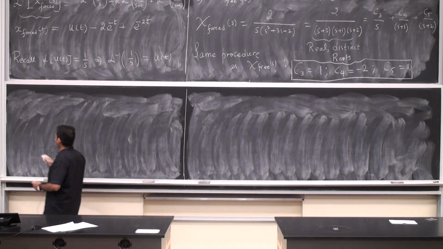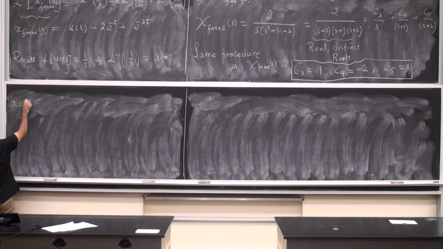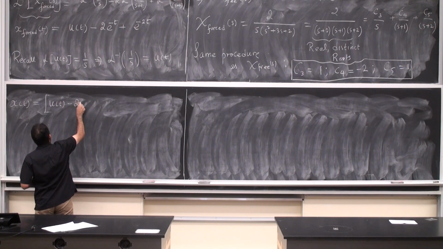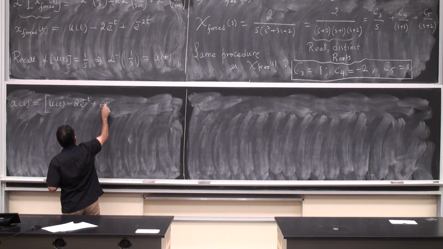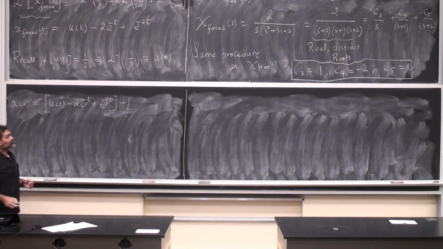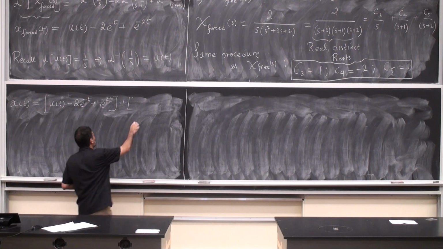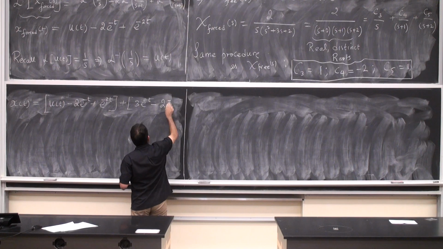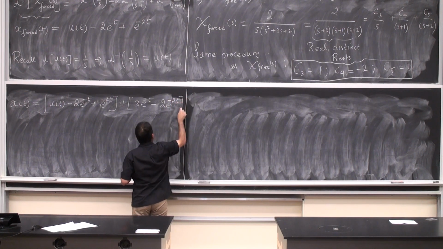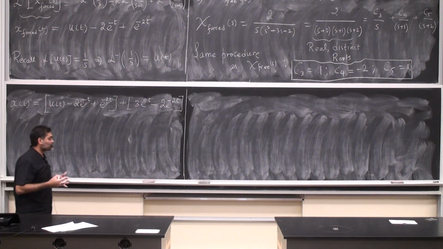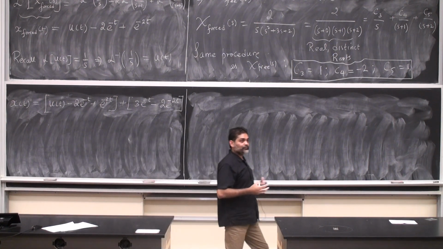Okay, so x of t is x forced, which is u of t times e to the power minus t minus 2t, plus x free, which was 3 e to the power minus t minus 2 e to the power minus 2t, where the coefficients 3, 2, 1, 1 and 2 minus 2, all these things are obtained from the partial fraction methods. Okay?